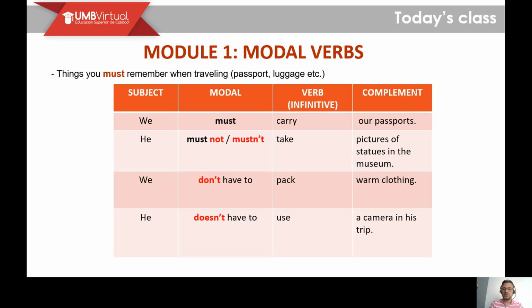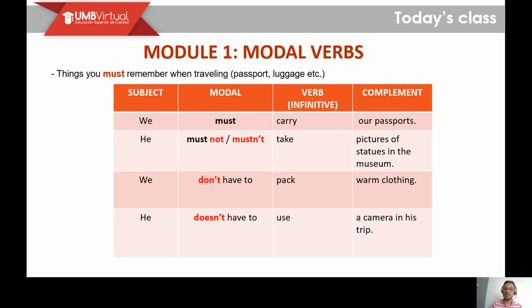But in this case, we are going to relate those modal verbs to traveling vocabulary. So we have, for example, passport, luggages, and things that we must or must not do. We have in this case must and have to. The modal verb must is representing an obligation, yes, that you need to have for these travels that you may do. We must carry our passports, or we must not take pictures of statues in the museum.